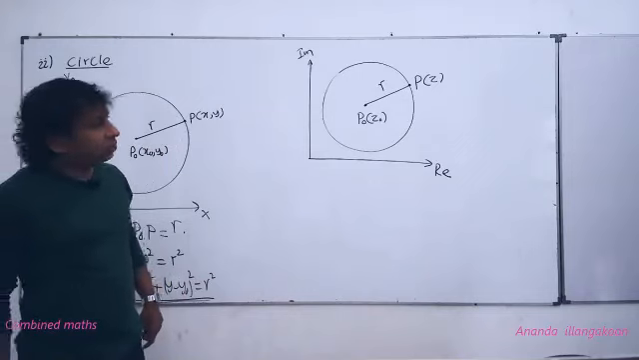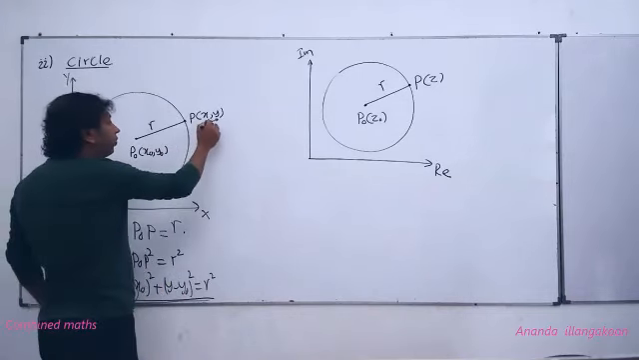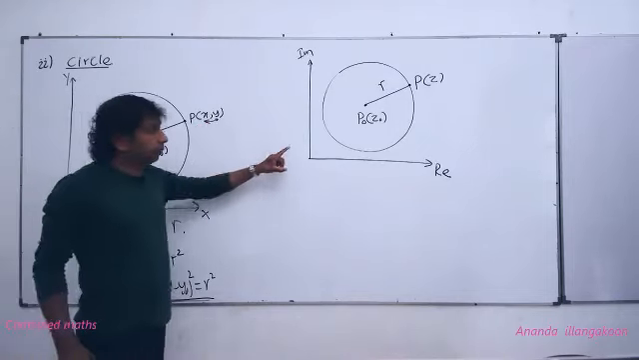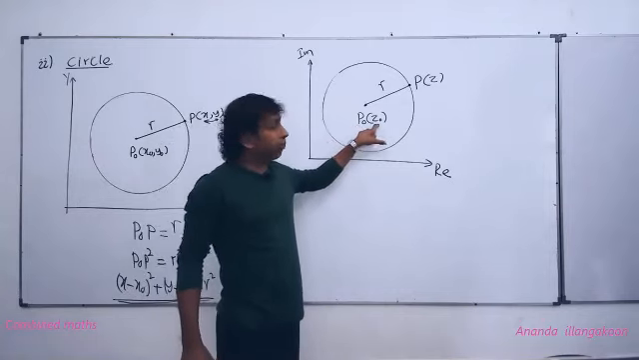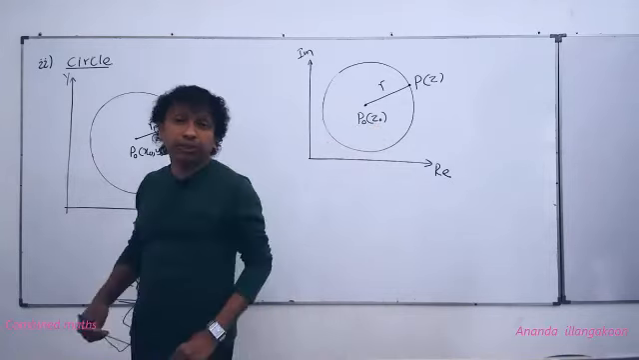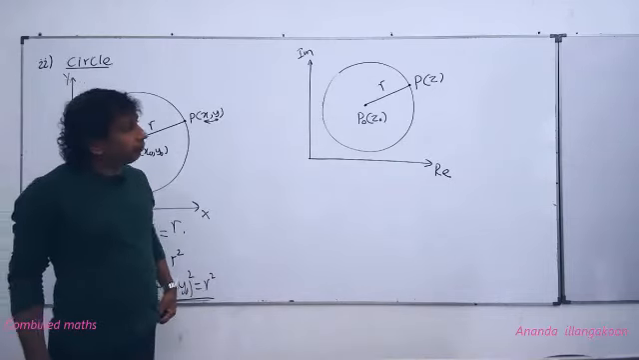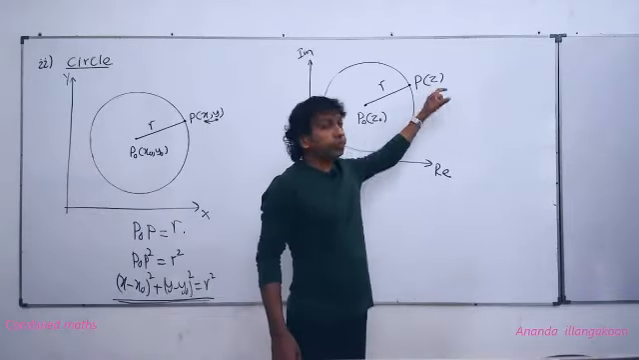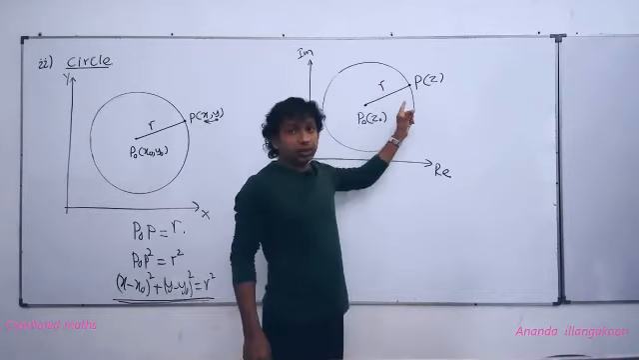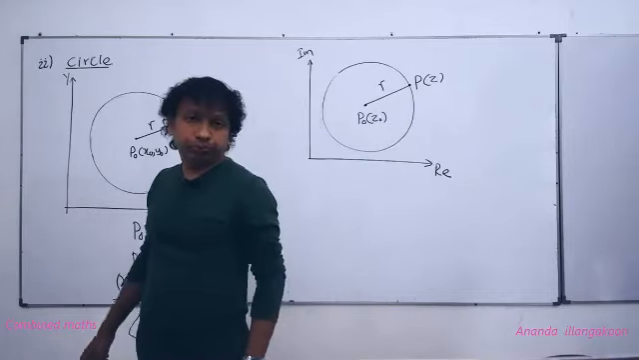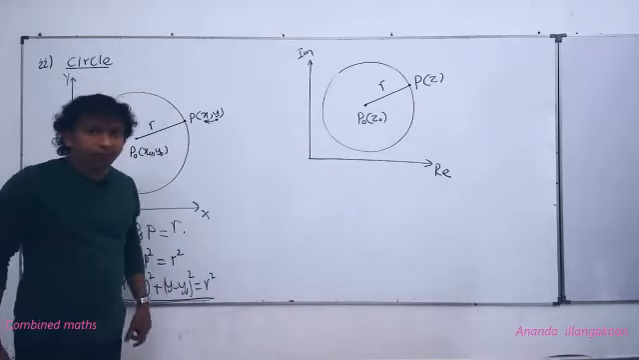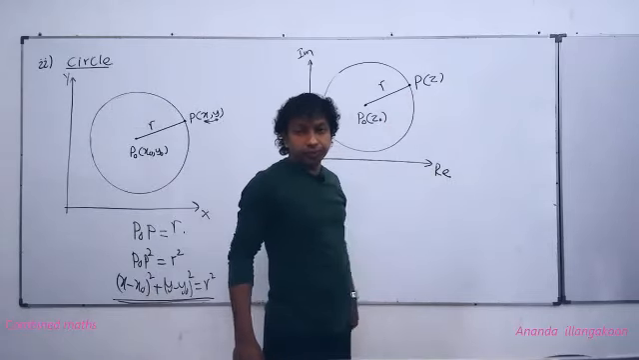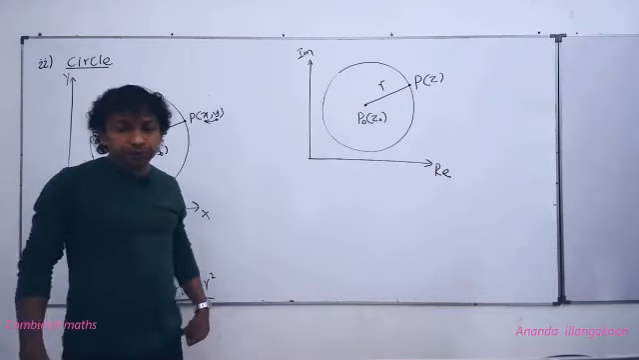Now, our purpose is to obtain a relationship between z and z naught. Here z naught is fixed: the complex number represented by the point P naught is a fixed complex number. Our purpose is to obtain a common relation involving z, such that wherever the point P lies on the circle, the result is true. In this case also, we can use the fact that the distance from P naught to P is always equal to R. How do we use this fact?